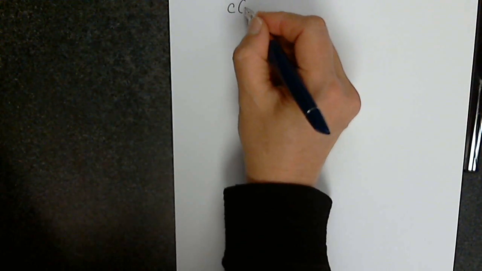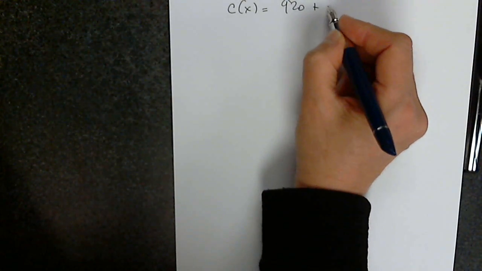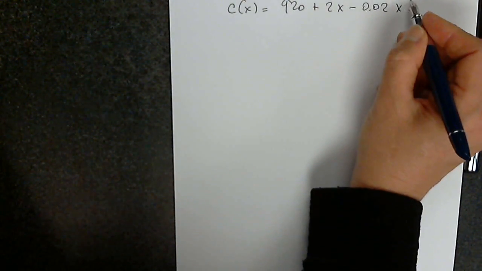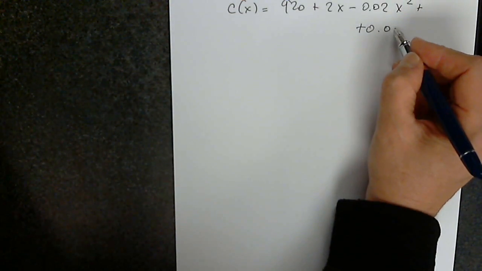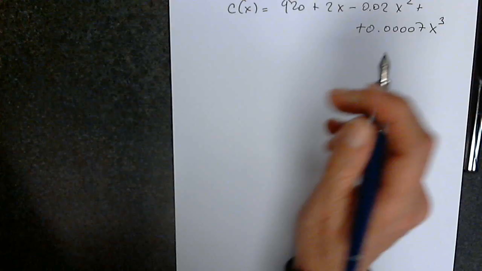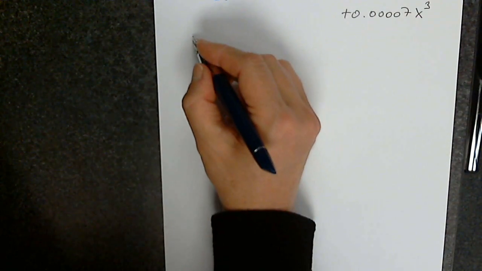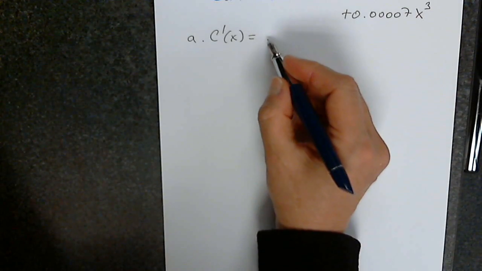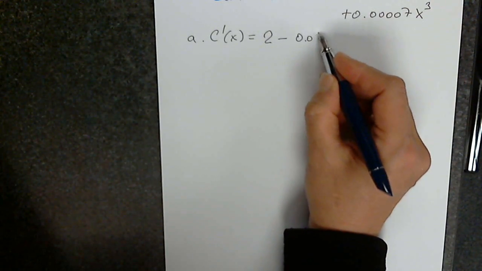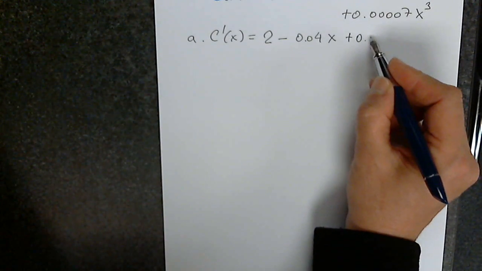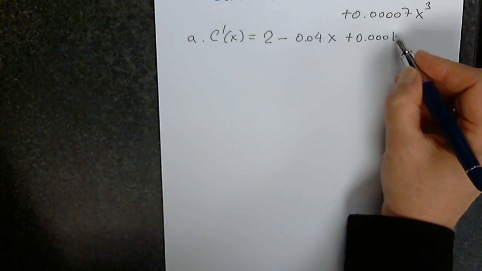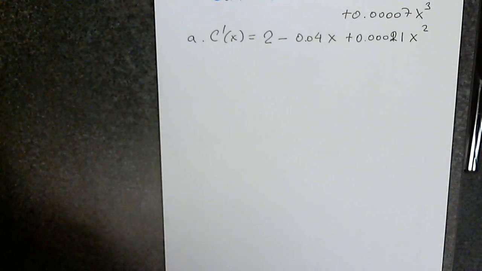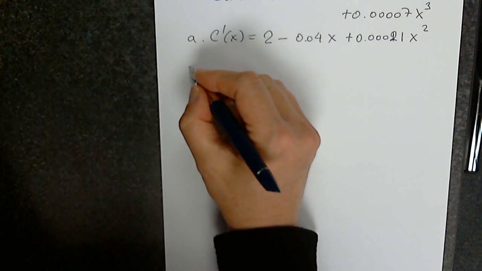The cost in dollars of producing x units of a certain commodity is C of x equals 920 plus 2x minus 0.02x squared plus 0.00007x cubed. Find the marginal cost, which is C prime of x. Can anyone give us the marginal cost function? It is 2 minus 0.04x plus, I got it, 0.0002 x squared. Perfect. Find C prime of 100. That's part B.